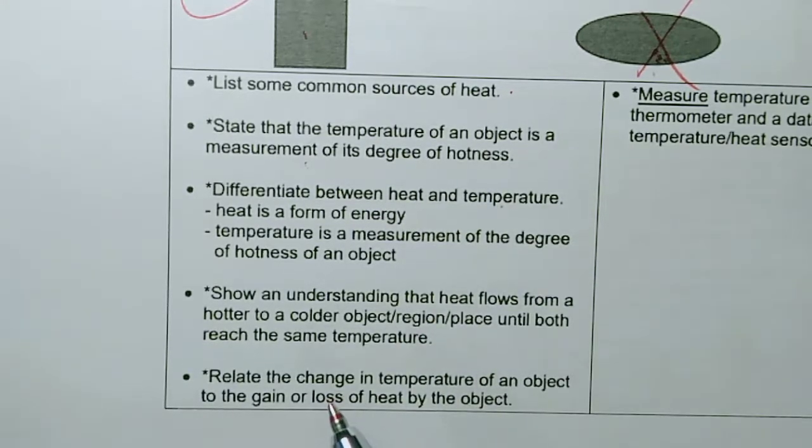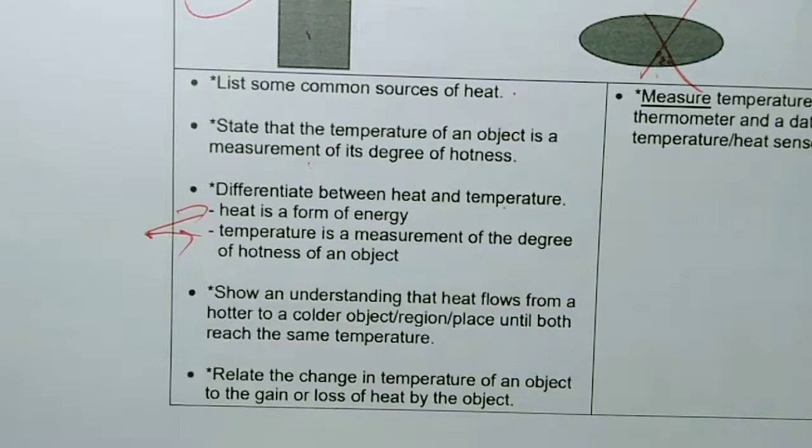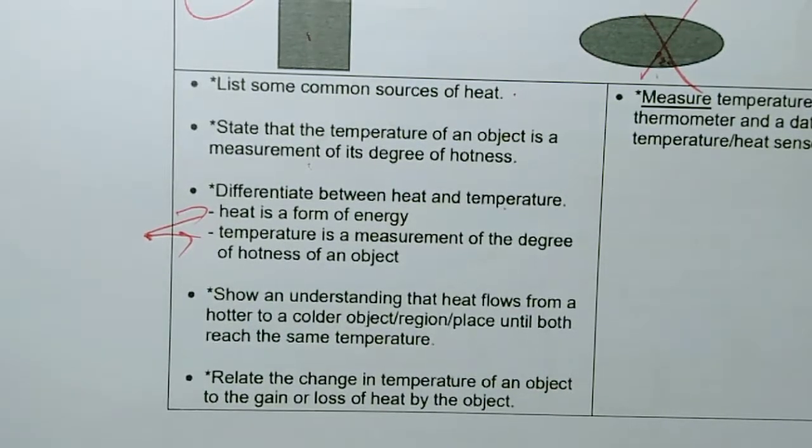Temperature is just a number that tells you whether something is hot or cold. Heat is a form of energy. So these are the two differences that you must be very clear about. Don't mix them up.